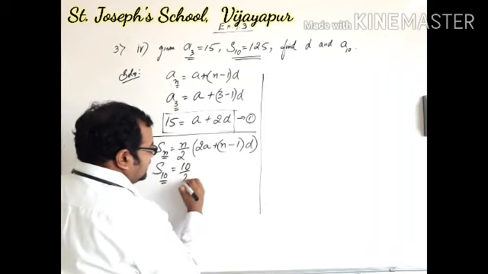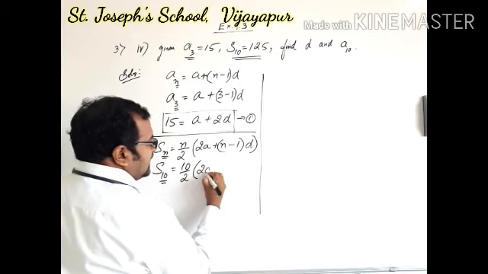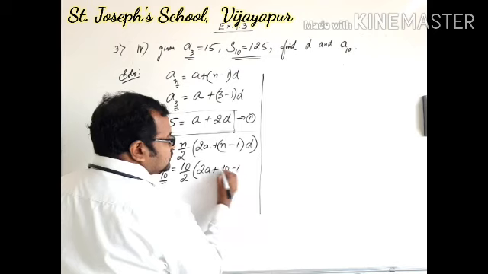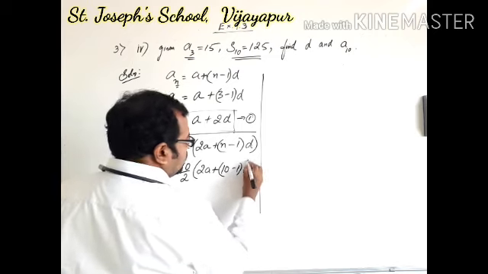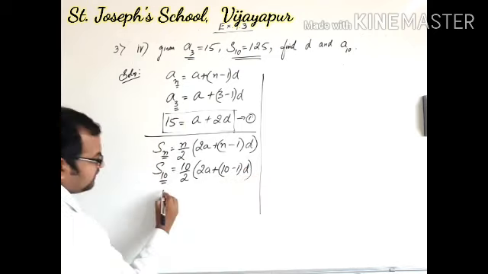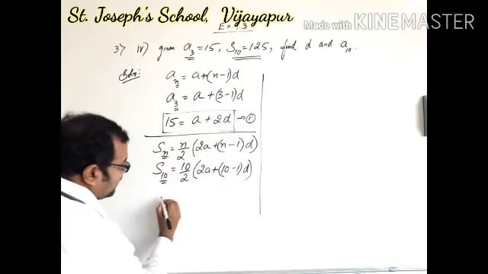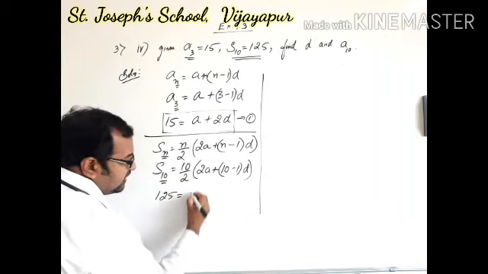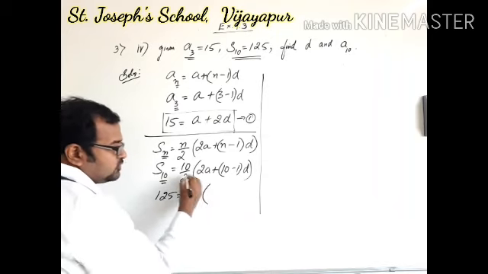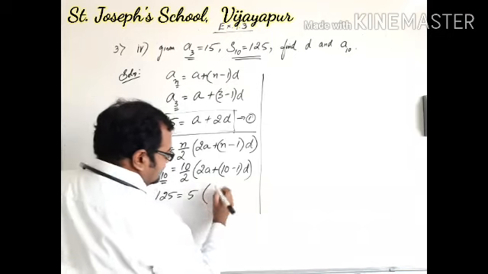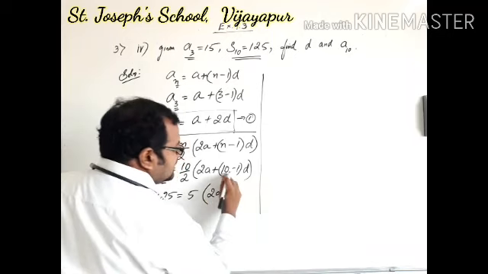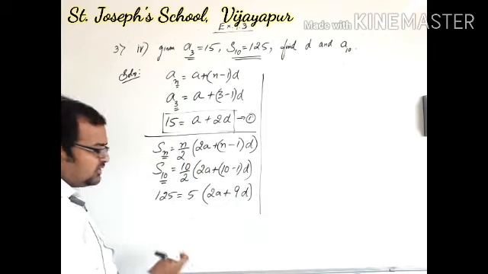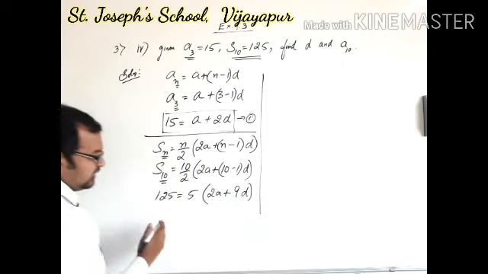So 10 by 2 into 2A plus N minus 1. N is 10 this time. 10 minus 1 into D. D we don't know, so we keep it as it is. Simplify this. S10 value is 125. 125 is equal to 10 by 2. Simplify, we get 5. 2 ones are 2, 5s are 5. Then 2A plus 10 minus 1 being 9D. One more simplification you can do is take 5 to the other side. Becomes 125 by 5.